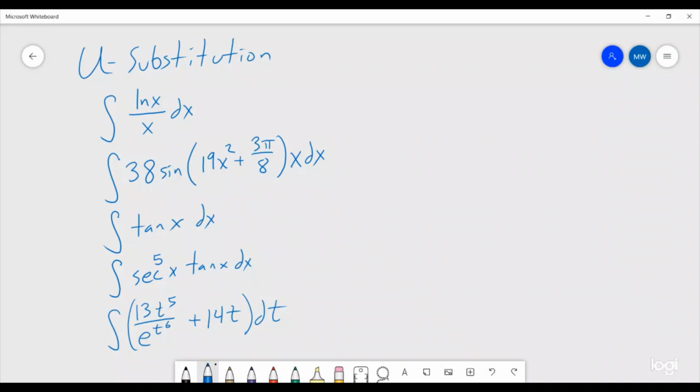Okay, so for this first one, we're going to want to figure out what is the piece that is the hardest for us to deal with. Well, I don't know about you, but I always struggle when I have a natural log of x inside an integral. So we are probably, for this first one, going to say that u is equal to the natural log of x. So if u is the natural log of x, what is du?